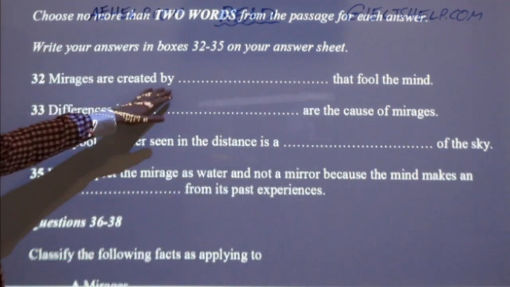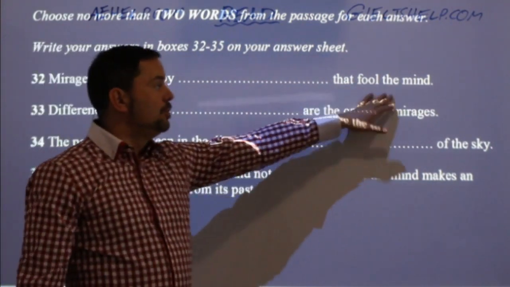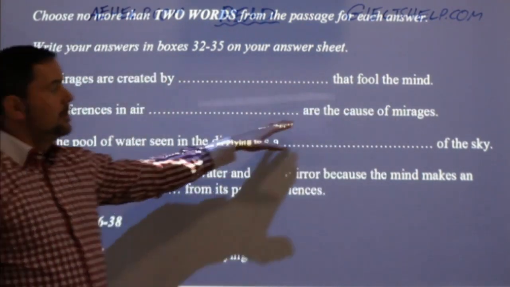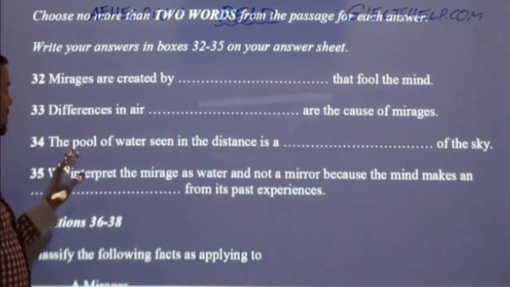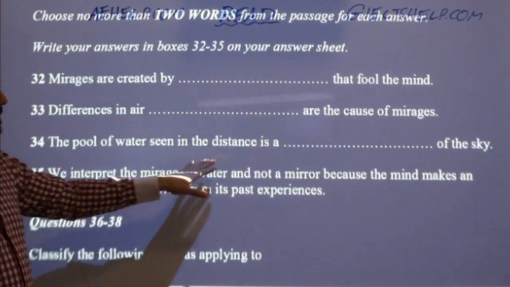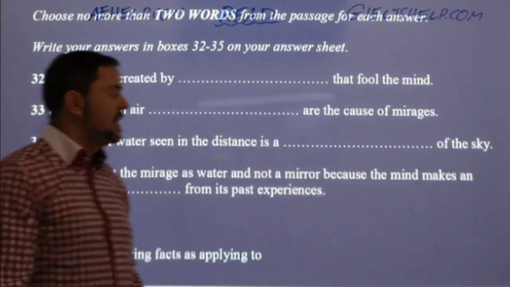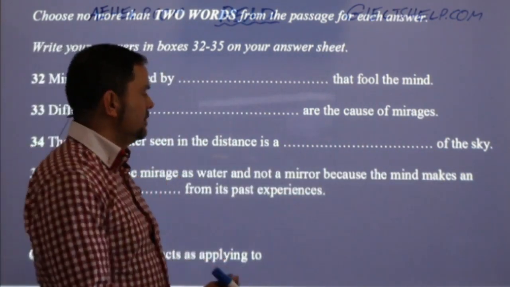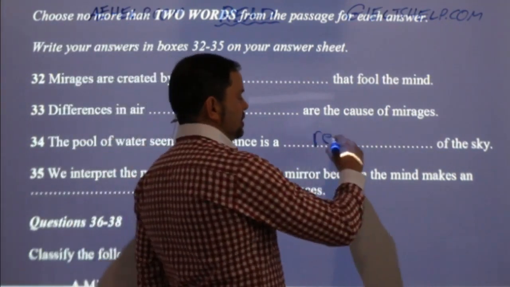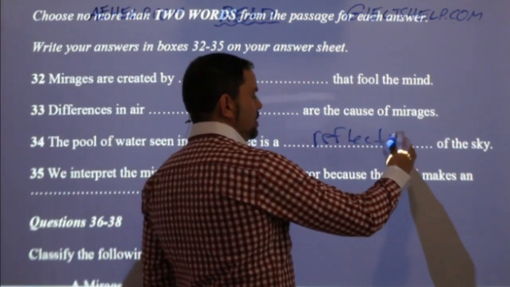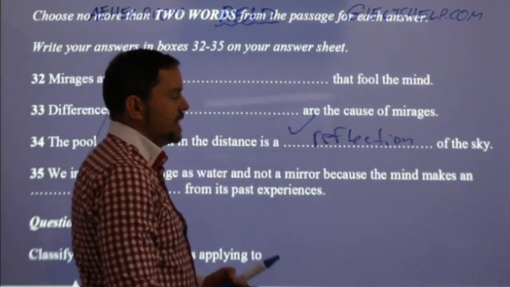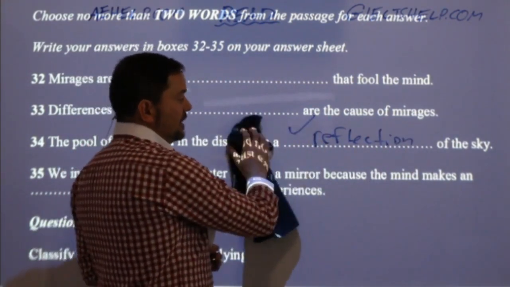Mirages are created by that fool the mind. Differences in air are the cause of mirages. The pool of water seen in the distance is of the sky. Now, you did some really good critical thinking, so you might realize, hey, this might be reflection. Okay, one of you already said that. So that's probably correct, but don't get ahead of yourself. So don't say, okay, that's for sure.